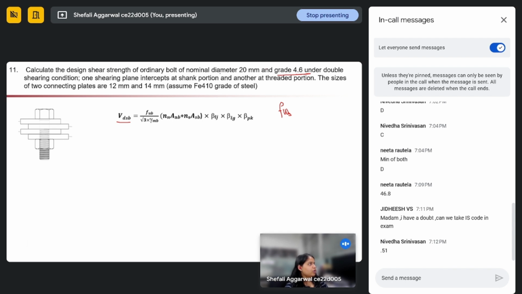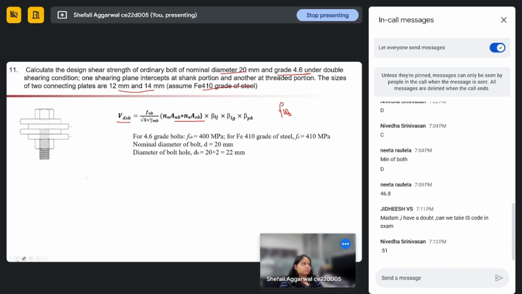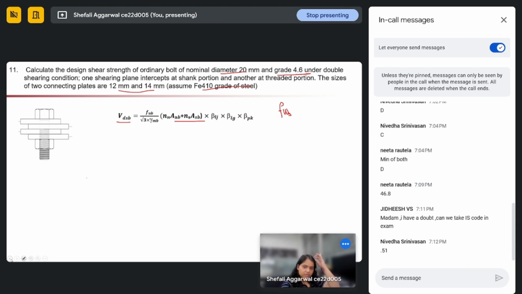And from this nominal diameter, we can calculate our A_nb and A_sb. The sizes of connecting plates are 12 mm and 14 mm. If it's a double shearing, and assuming Fe 410 grade of steel. First, you guys try. I will give you 2 minutes. Then we can start the solution.